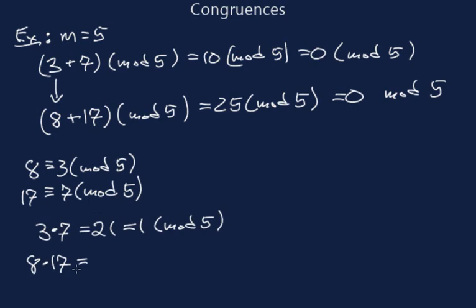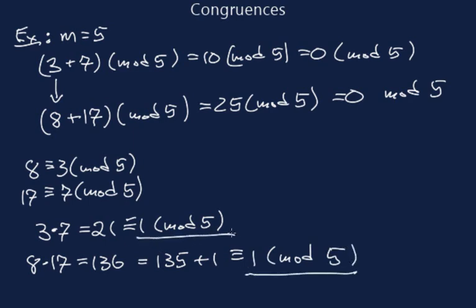And similarly, 3 times 7 is 21. Well, what about 8 times 17? That's 136. Well, 136 is 135 plus 1, and 135 is 5 times something.